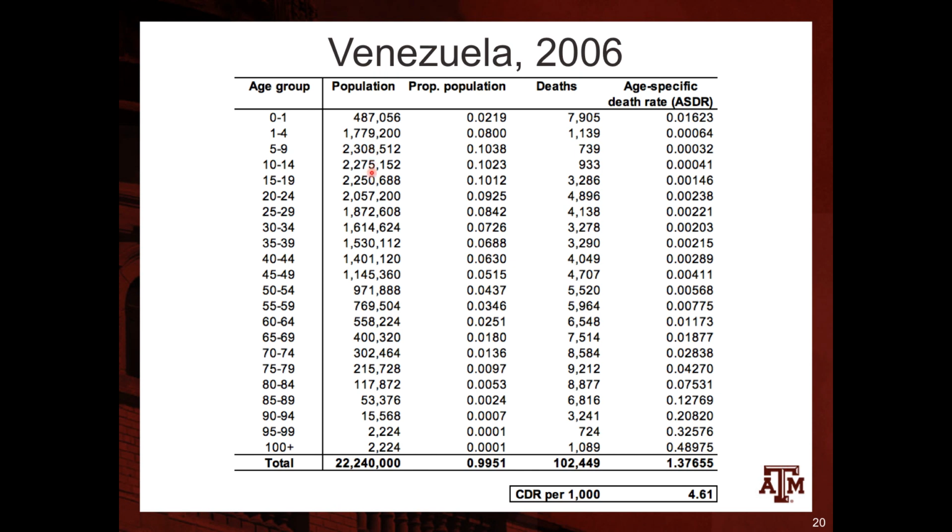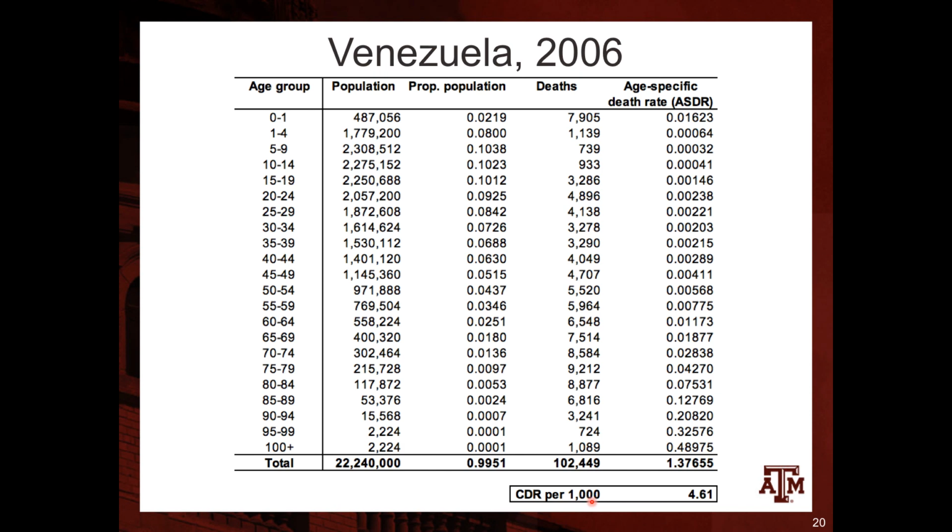We also have the distribution of the population in Venezuela in 2006 by age groups. Getting each one of these numbers here and dividing by the total population, which was a little over 22 million, we get the proportion of the population in each one of these age groups. And these were the number of people who died and that were counted in each one of these age groups. If you get each one of them and divide by the population in that specific age group, we have the age-specific death rates. And the total number of people who died in Venezuela in that specific year divided by the total number of people in Venezuela in that year, multiplied by 1,000, we have 4.61. So 4.61 people in Venezuela died in 2006 out of every 1,000 people in Venezuela.